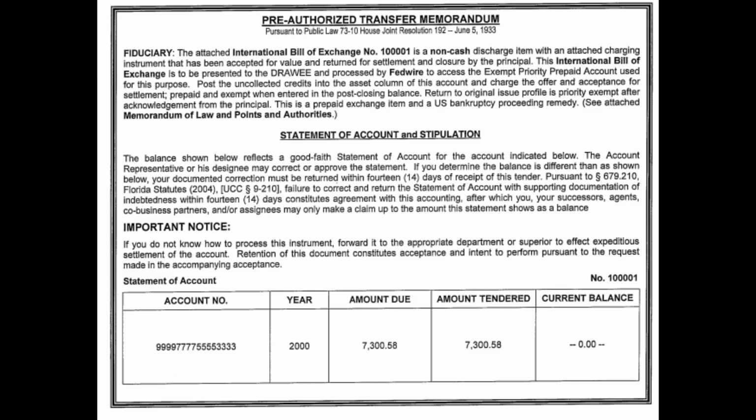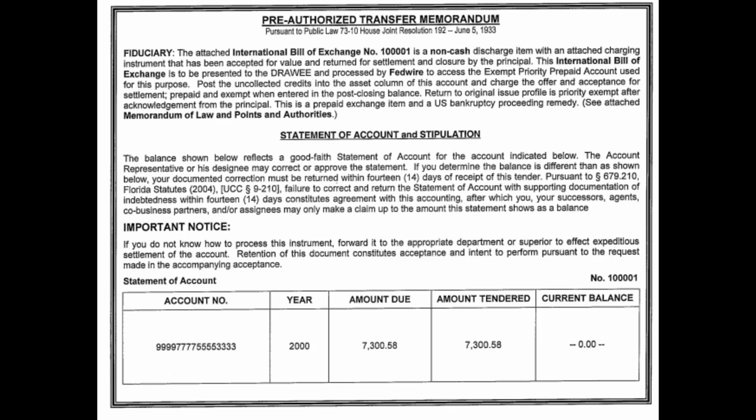So a non-cash discharge item with an attached charging instrument that has been accepted for value and returned for settlement and closure by the principal. This international bill of exchange is to be presented to the drawee and processed by Fedwire to access the exempt priority prepaid account used for this purpose. Post the uncollected credits into the asset column of this account and charge the offer and acceptance for settlement prepaid and exempt when entered into the post-closing balance. Return to original issue profile is priority exempt acknowledgement and from the principal. So this is a prepaid exchange item and a U.S. bankruptcy proceeding remedy because there is no money. So, statement of account and stipulation.